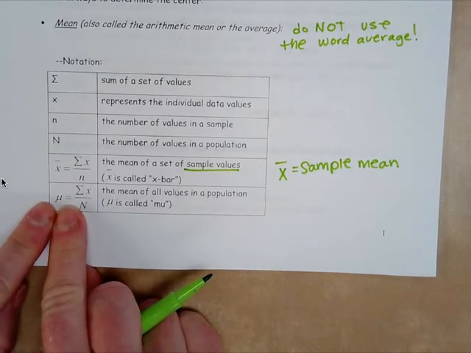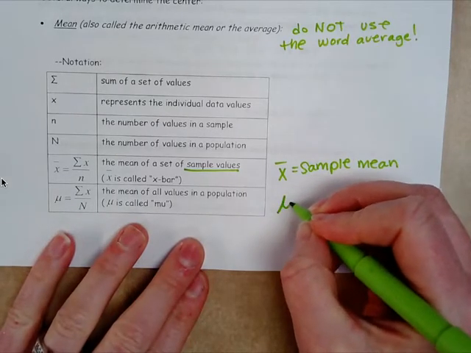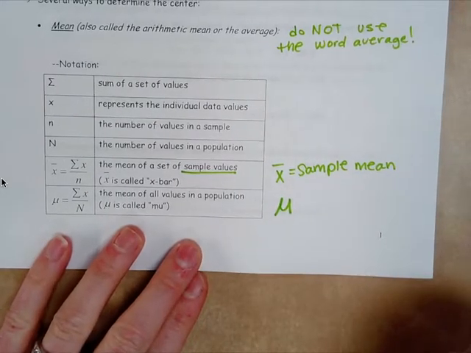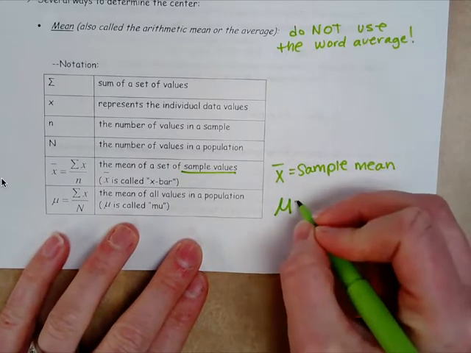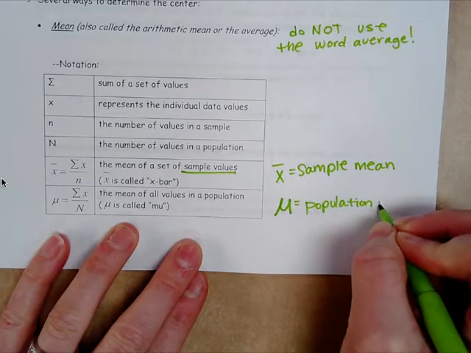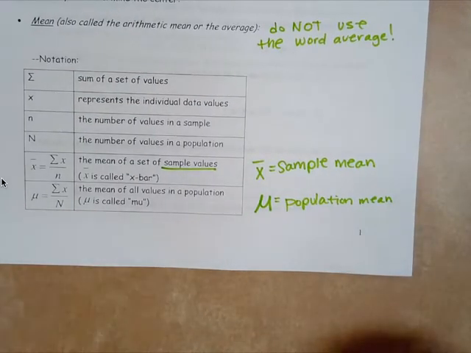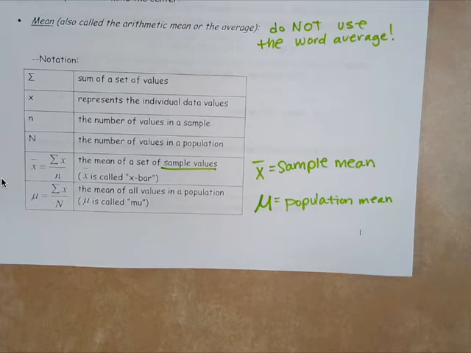And then this is called mu. It's a u with a line on the front. So here's how I draw it. It's kind of like a cursive u. So this is your population mean. And there could be a difference between these. That's what you'll compare. You're going to use the sample mean, but you might have the population mean that you can use as well.